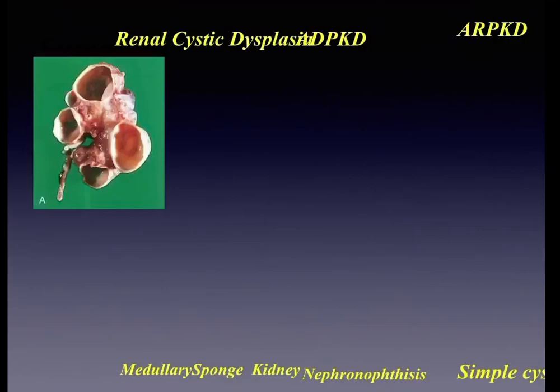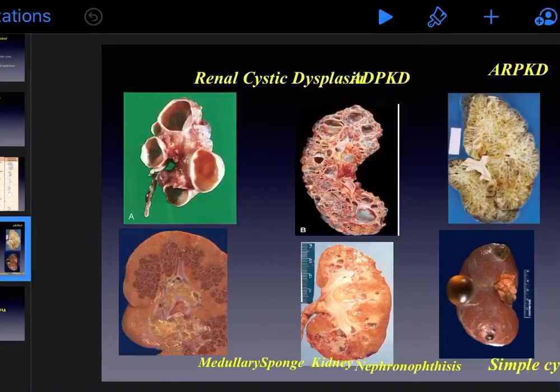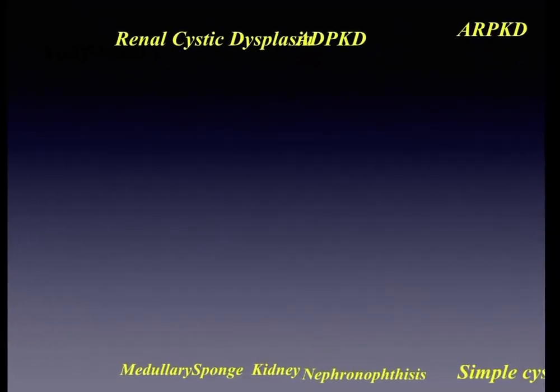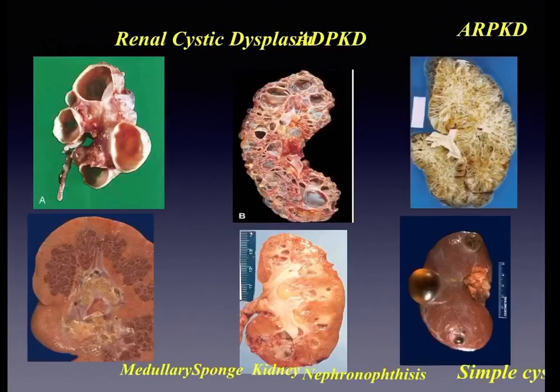So these are pictures of various cystic disorders. First one is the renal cystic dysplasia, where the cut section looks like a bunch of grapes. Then we have the adult polycystic kidney disease, wherein we have the cysts of varying sizes occupying the entire kidney surface. Then we have the autosomal recessive infantile polycystic kidneys, where we have the cysts occupying the medullary region.